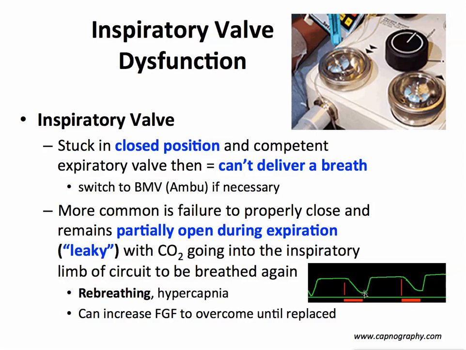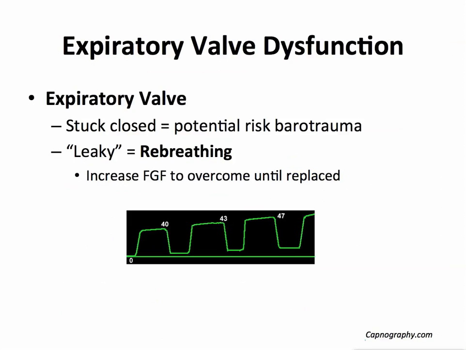What you can do in this situation is increase your fresh gas flow, i.e. from 1 liter per minute if you're flowing that, up to 10 liters or 15 liters per minute if necessary. And then you may not even need a CO2 absorber, and you'll overcome this issue of rebreathing until you can replace that inspiratory valve. So that's a short-term fix.